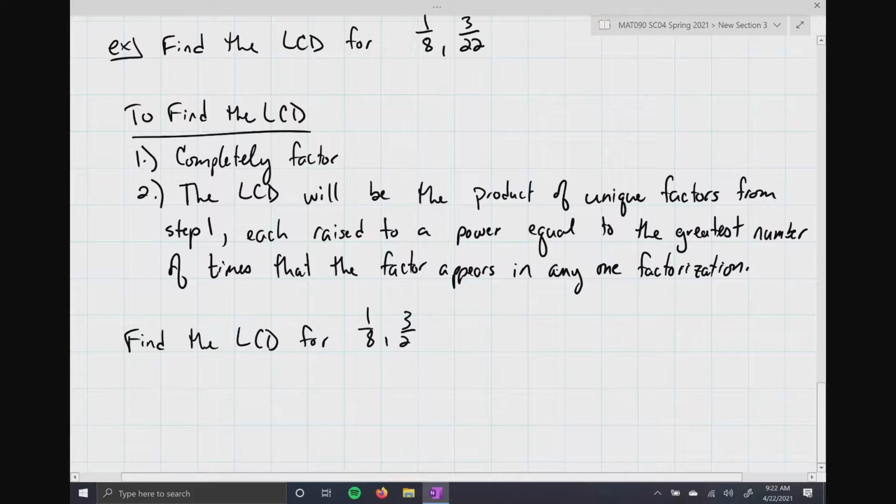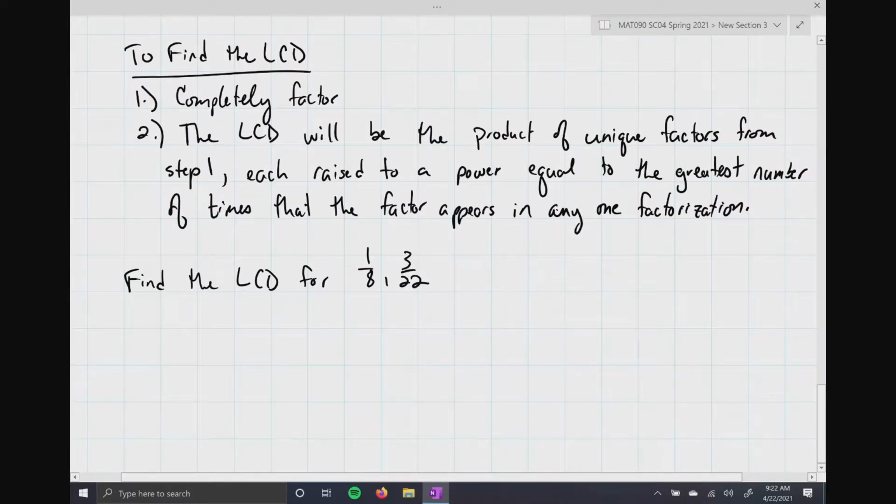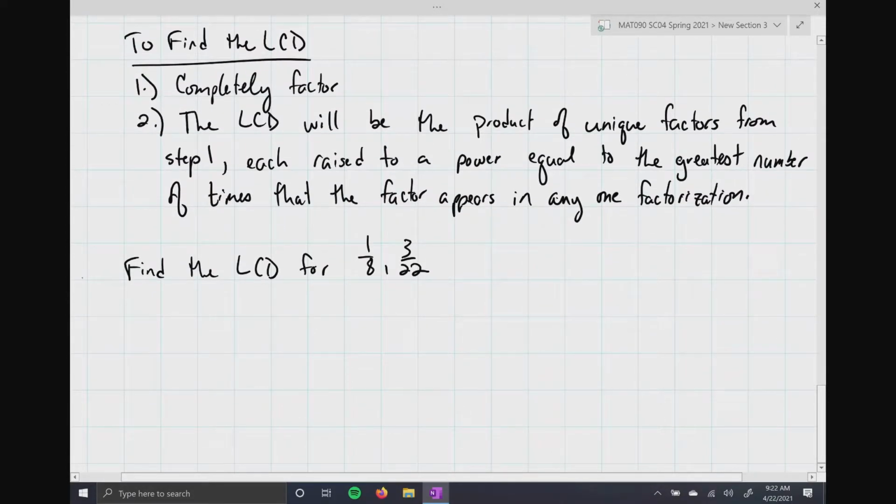All right, so here you go. I just rewrote the problem. So we're gonna find the LCD for 1/8 and 3/22. I am like a robot. I read from left to right, top to bottom, and I follow the directions. So step 1, completely factor. So I'm gonna write the number 8. And I'm going to completely factor this. And the technique I'm going to use is called prime factorization.